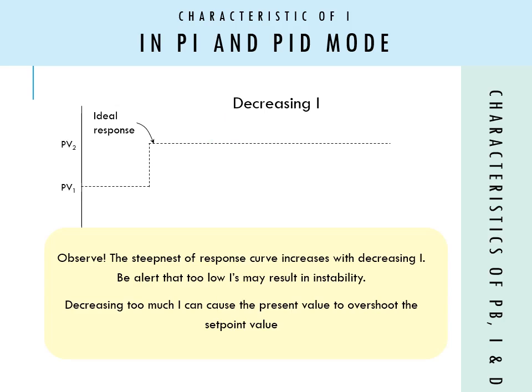What we can observe from the figure in the slide is that the steepness of the response curve increases with the decrease in I. So you need to be very careful when lowering the I value in order to obtain the optimum process response curve. Decreasing I too much can cause the present value to overshoot the set point value.